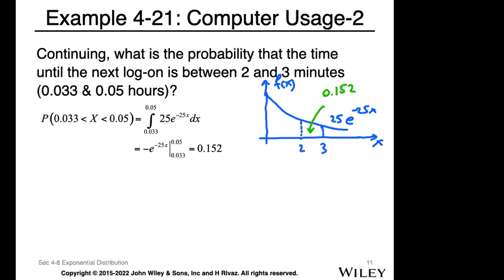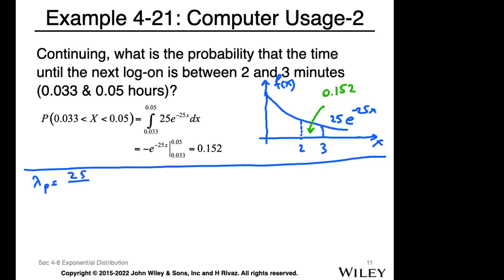In the previous class, we tried to solve this using the Poisson distribution. What we did is the following. We said between 2 and 3 minutes, that's 1 minute. So first I have to convert my 25 logins per hour to logins per minute. My lambda for the Poisson distribution is going to be 25 logins per 60 minutes. The unit of this is number of logins per minute.